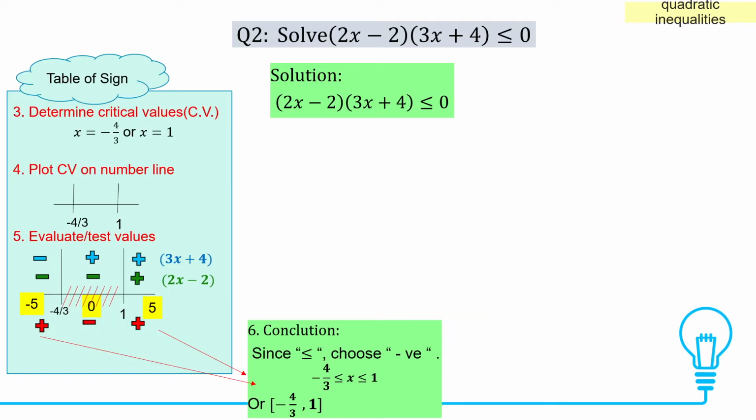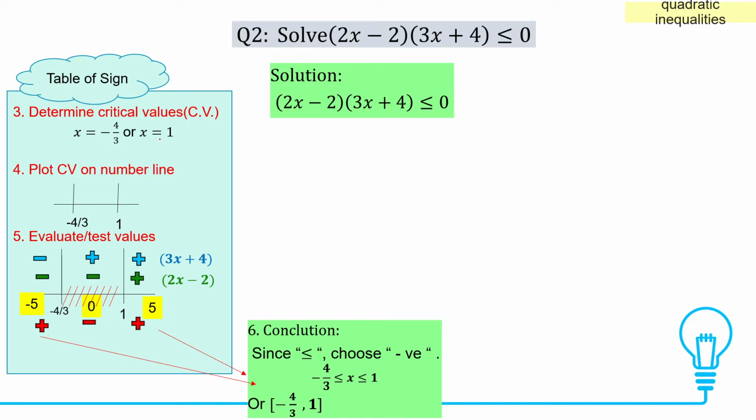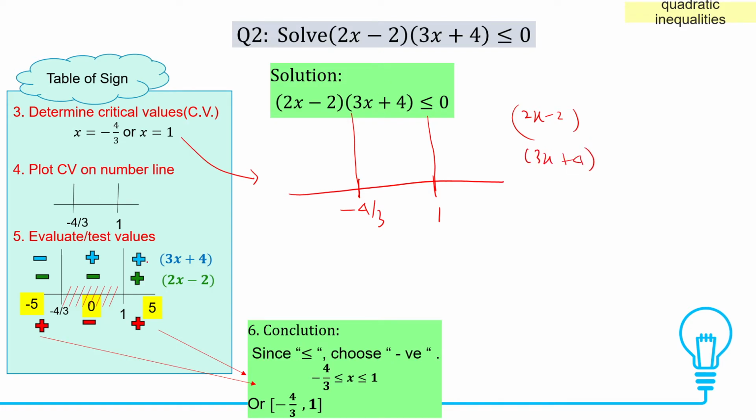Okay, now table of sign, same thing. Like just now, how we find our 1 and negative 4 over 3. So this is negative 4 over 3 and 1. And then after you get this one, you straight away come here, negative 4 over 3 and 1. Okay, so I need to separate it to 3 different regions. And I label 2x minus 2 at top. Why? Because it comes first. And then 3x plus 4 at the second one. Contrary to this one, doesn't matter. This is how I show it to you. It's not necessary. This arrangement is not important.